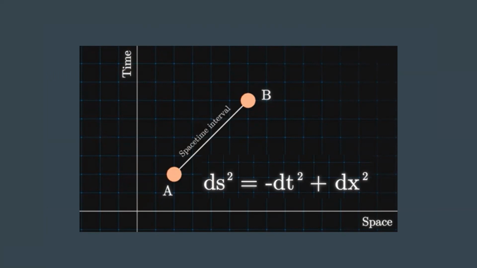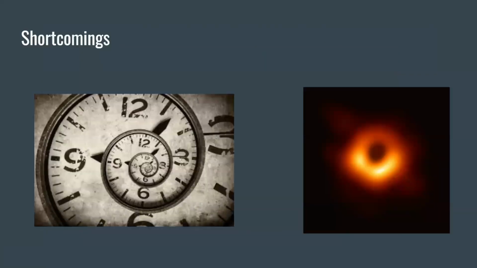There are a few shortcomings of this model, though. For example, one is that time is infinite. This diagram cannot logistically show it.